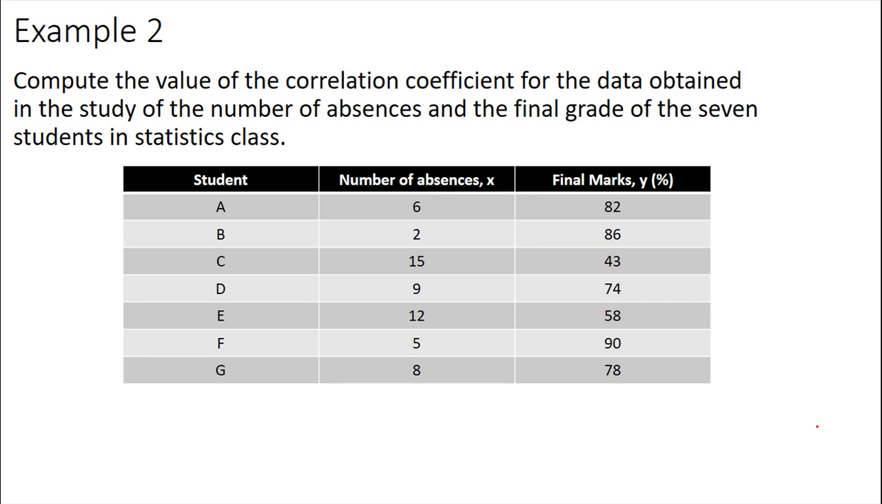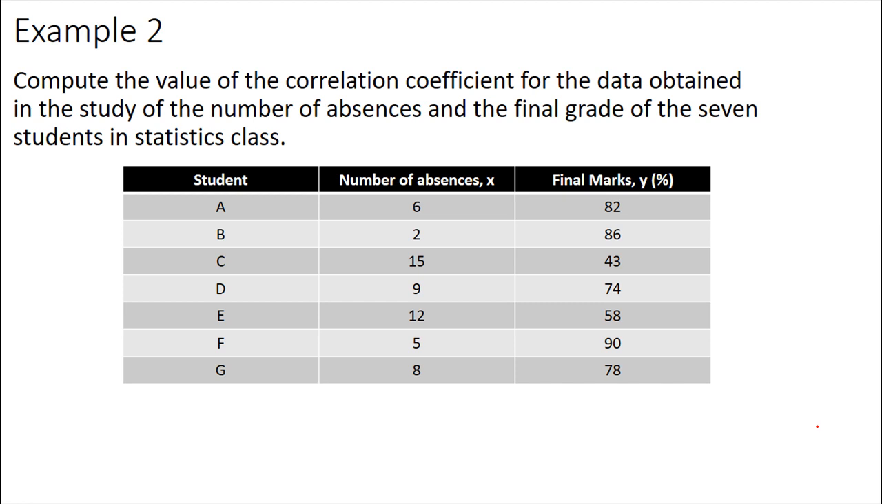Alright, now we proceed to the next example, how to calculate or compute the coefficient of correlation. And for this example, we try to compute the value of correlation coefficient for the data obtained in the study of the number of absence and the final grade of the 7 students in statistics class. Okay, this is just like the previous example that we get the scatter plot, and the same question. Now we try to compute the correlation coefficient.